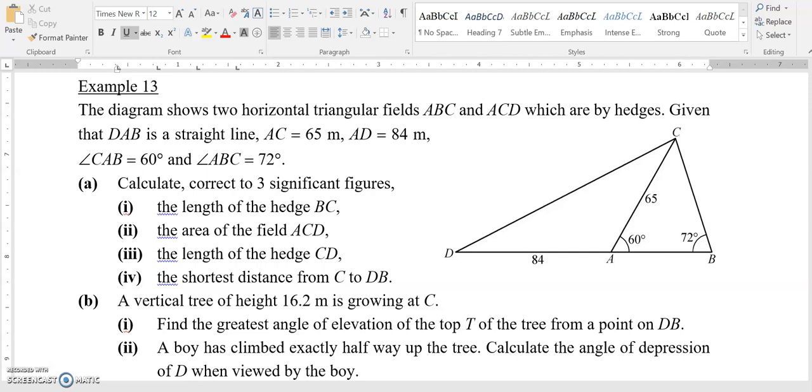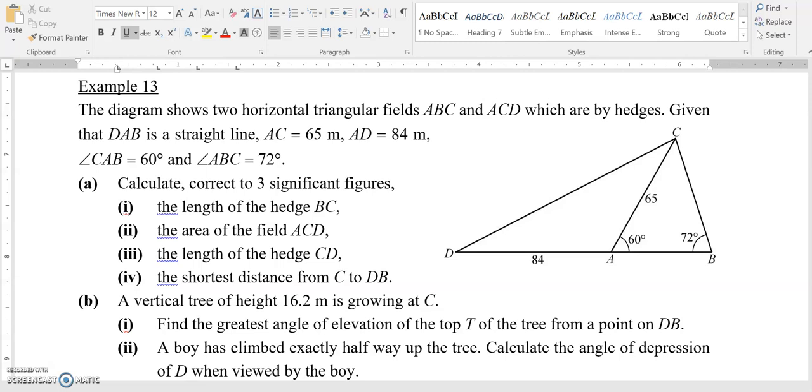We have completed example 13a, parts 1, 2, 3, and 4. Now, let's go to part B of the question. This time round, a vertical tree of height 16.2 meters is growing at C. So if you look at it, it's that tree that's actually popping out upwards, and what you're seeing from it is basically the sky view. So you have the tree growing at C.